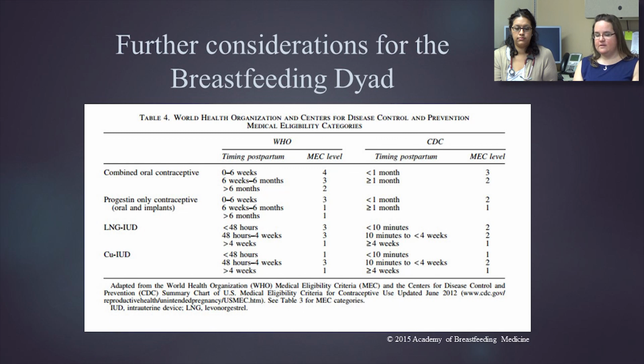Even at 6 weeks to 6 months, it's not ideal because so many women are seen with a decrease in milk supply. Progestin only, 0 to 6 weeks, is given a 3, but once we get past 6 weeks, it gives it a rank of 1. The IUDs, again, we talked about inserting after 6 weeks when the uterus has involuted and gone back to its normal size. The World Health Organization and CDC have similar recommendations that we have already discussed.